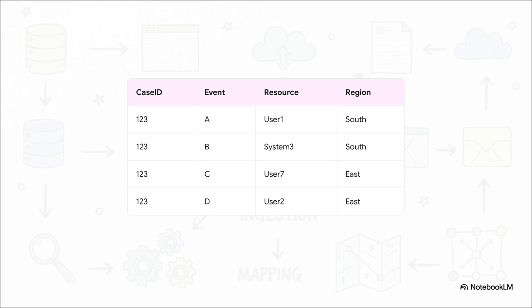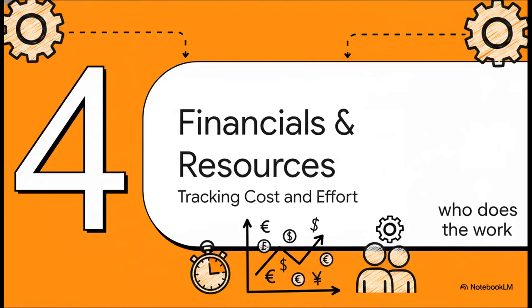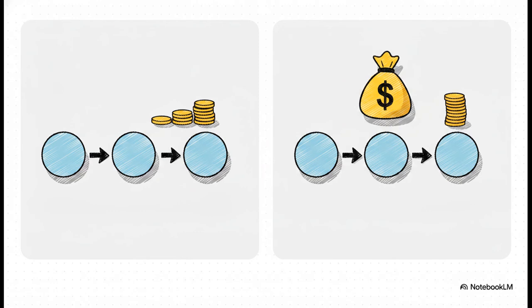Or conversely, you could configure it to pull from the last event, which would lock in east for the whole case. All right, let's move into part four, adding financials and resources. Now that our foundation is rock solid, we can start adding in the architectural details, how we actually track costs and revenue.